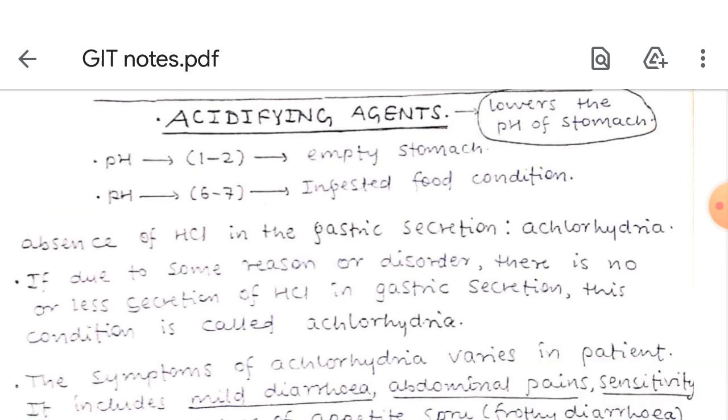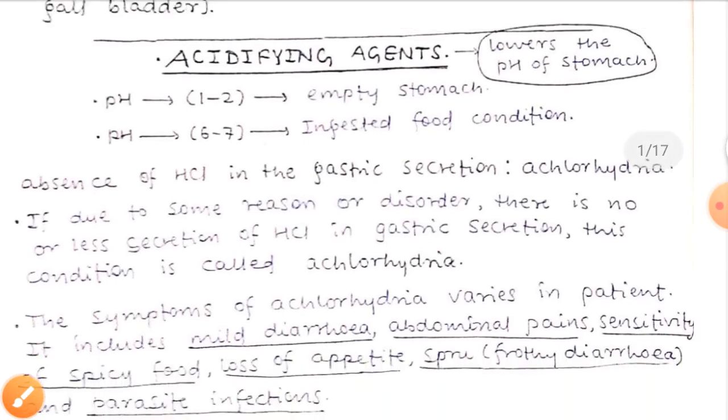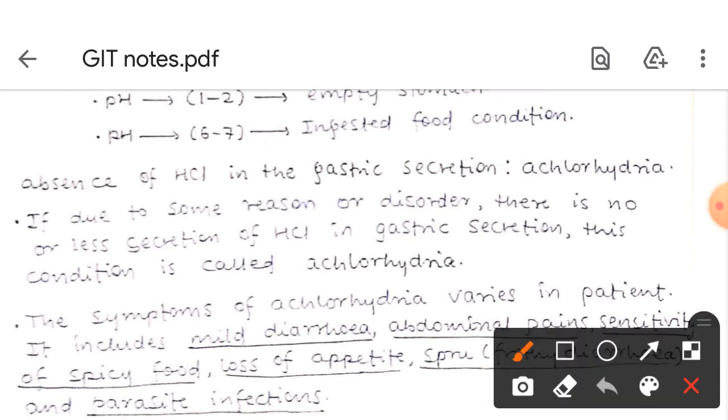Absence of HCl in gastric secretions is called achlorhydria, and if there is excess quantity of HCl, then it is known as hyperchlorhydria. If due to some reason or disorder there is no or less secretion of HCl in the stomach, this condition is called achlorhydria. The symptoms of achlorhydria vary from patient to patient.